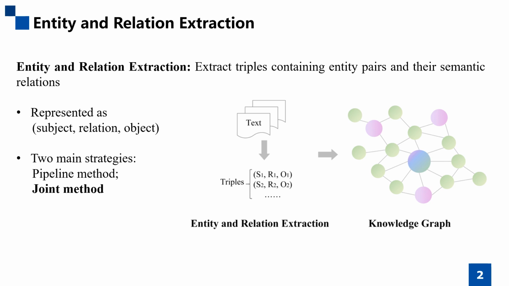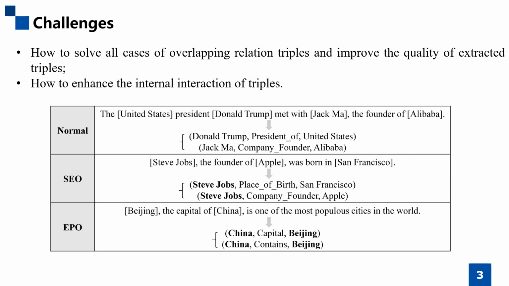Now, this extraction task is divided into two main methods. With the development of neural networks, the joint method has been widely studied. It detects entities and relations from unstructured text by a single model. But this task becomes challenging due to the problem of overlapping relational triples and the lack of internal interaction of triples.